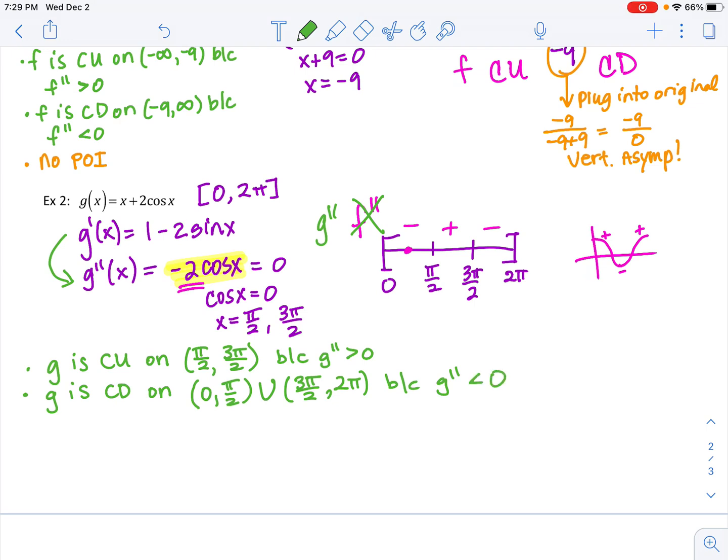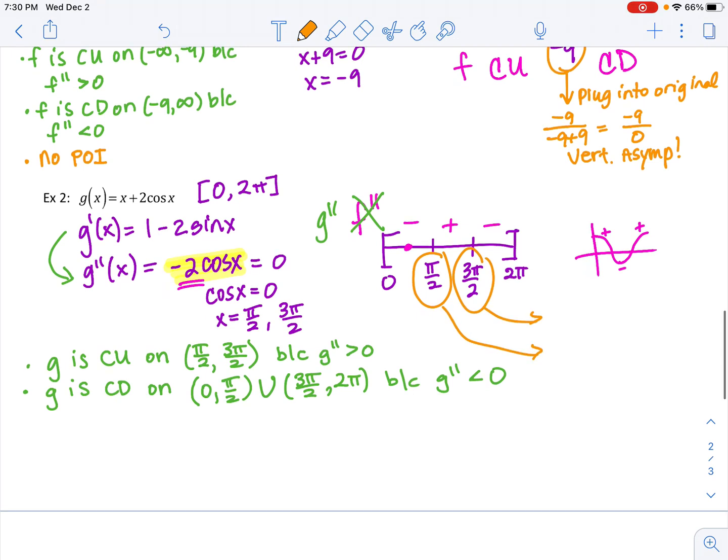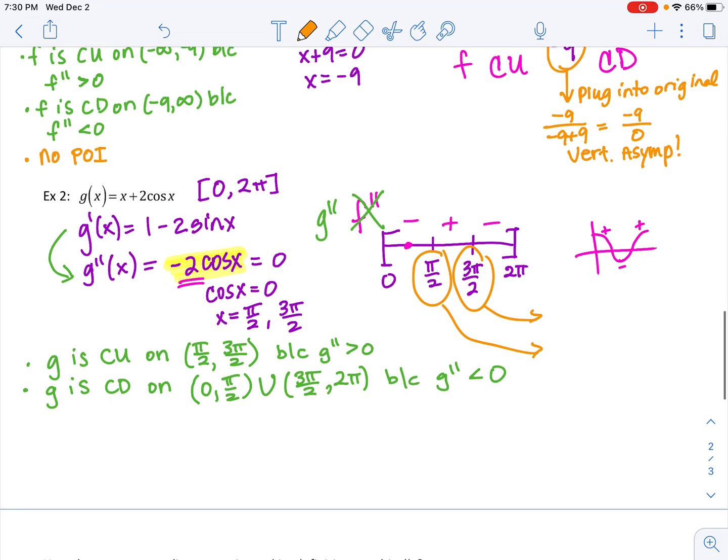Okay, and now what we would have to do is go back and look for our points of inflection. That was the third piece. So I'm going to take pi halves and 3 pi halves, and I'm going to plug each of those into the original function f. Or g in this case. So g of pi halves looks like pi halves plus 2 cosine pi halves. And let's think about what that equals. That's obviously 0, so that's just pi halves.